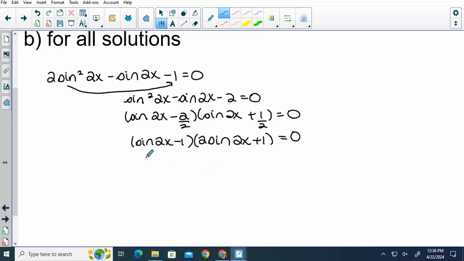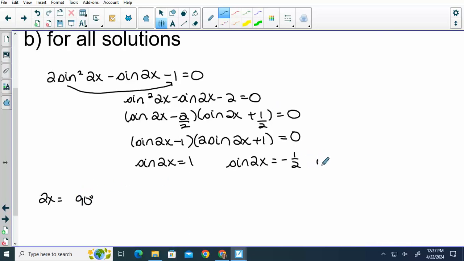Alright, so that means sine of 2x is equal to 1. Or -1. Alright. So when is sine equal to positive 1? 90. That's like on your inner circle when the y is 1, so that's 90 degrees.